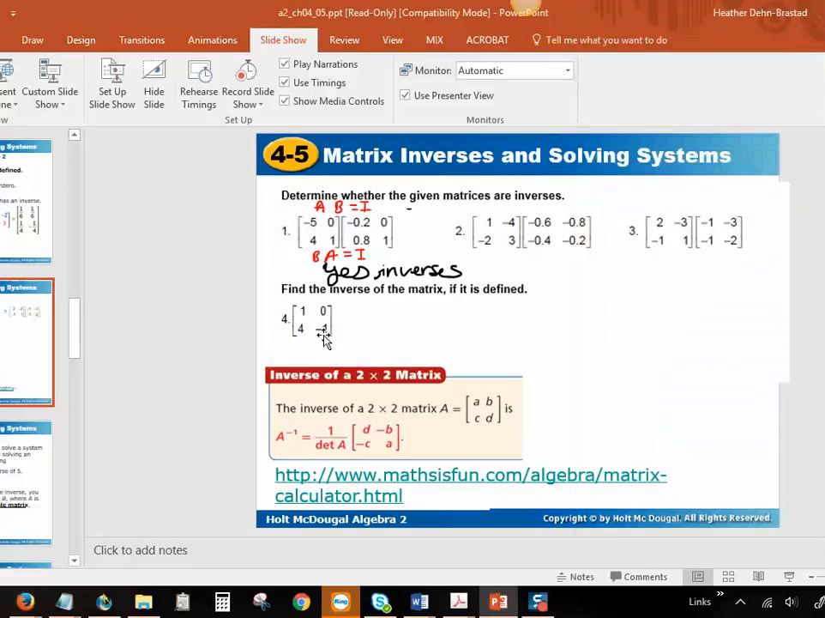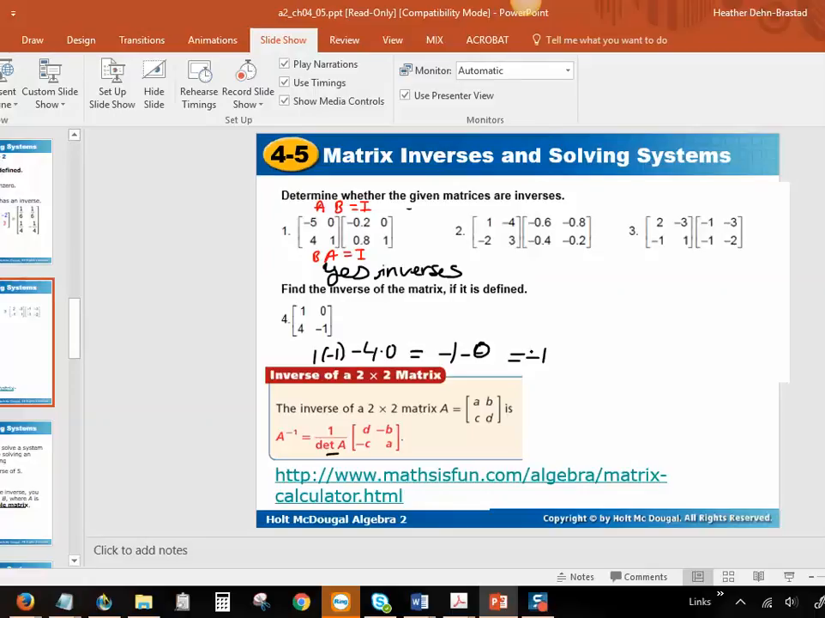All right, for the next one it says find the inverse of the matrix if it is defined. So first thing we have to do is check the determinant. So the determinant is you take 1 times -1 minus 4 times 0. So that would be -1 minus 0, because 4 times 0 is 0, so we get -1. So the inverse is defined, and then we do this switch around thing.